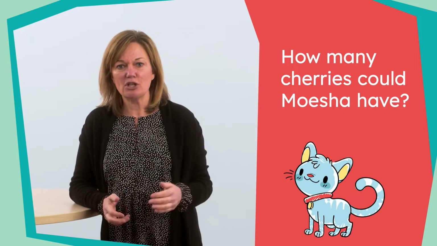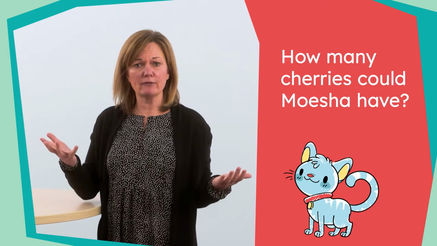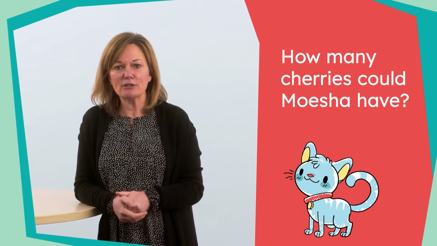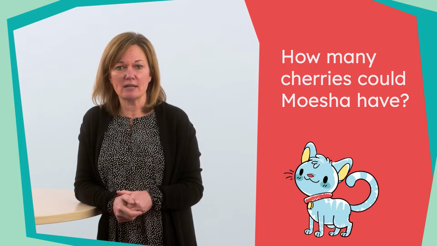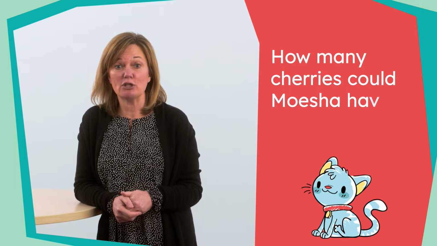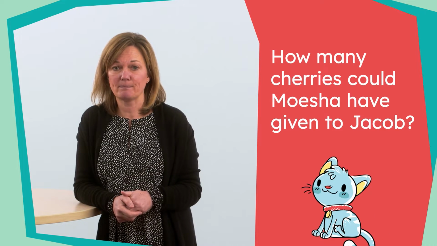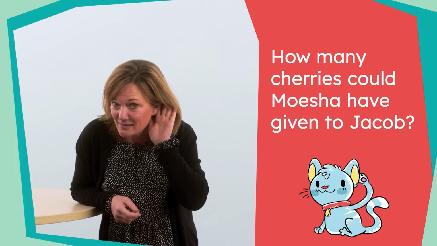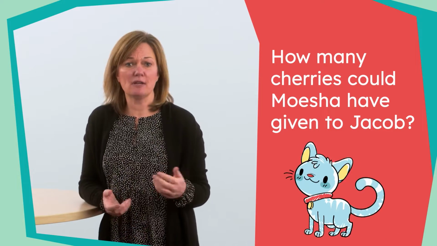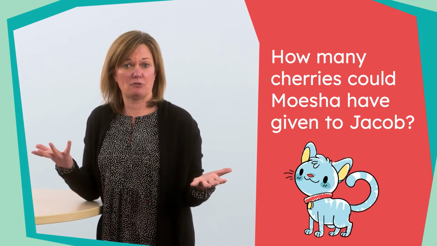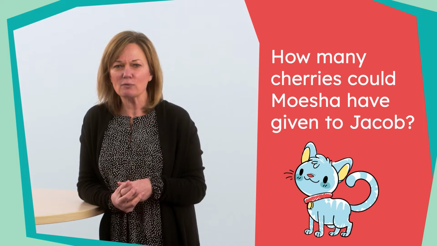That's right. She could have 4, 9, or 12. We don't know how many. Now tell someone else or a stuffed animal how many cherries Moesha could have given to Jacob. Yes, Moesha could have given 2, 13, or 19 cherries to Jacob. Let's read a little more about Moesha.